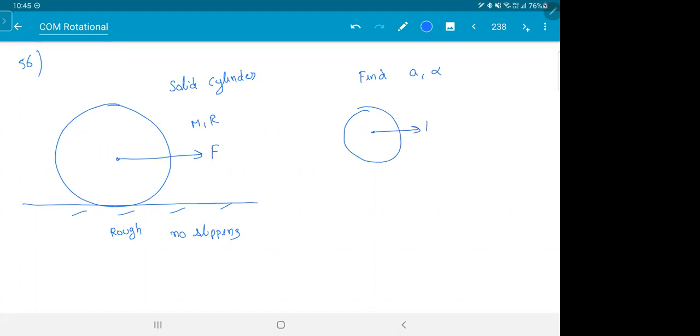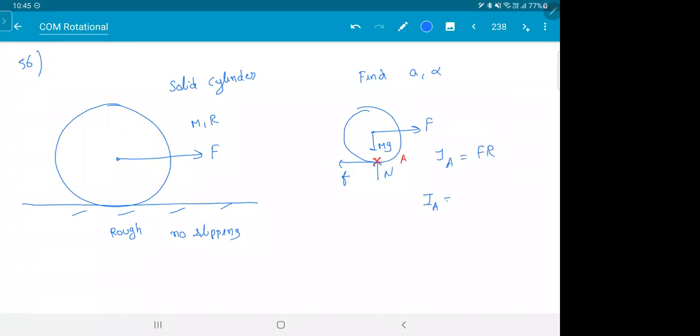What are the forces? F, N, mg, friction. The advantage of taking torque about A is, do you know the value of friction? We don't know, right? So the torque of friction becomes 0. So that is what is saving you actually. You're able to eliminate a variable completely. So if you take torque about A, you get only one torque, F into R.